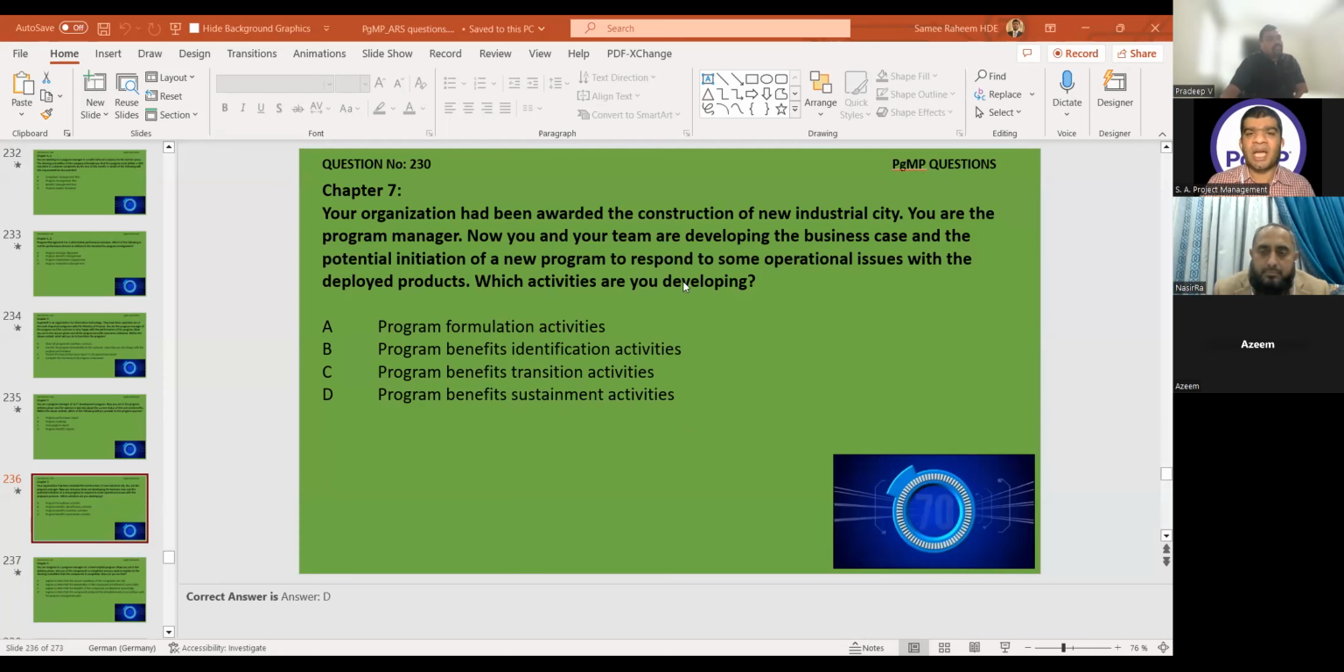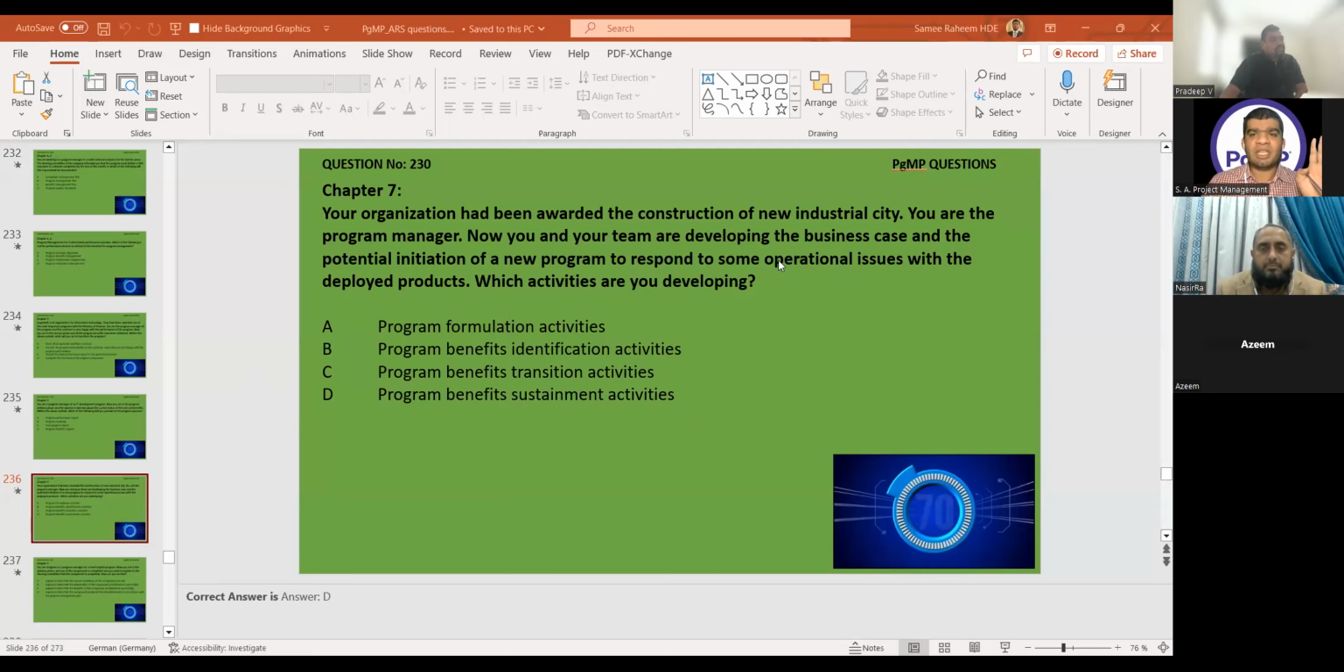So which activities are you developing? We are not talking about the phase, we are talking about activities. So that is in the program benefit sustainment activities. Formulation activities is only the assessments for your own program. If it was making the business case for your program, formulation activity was correct.